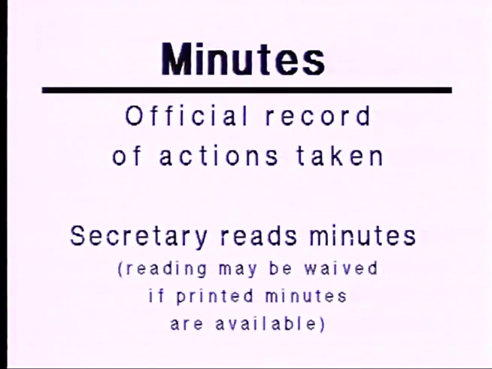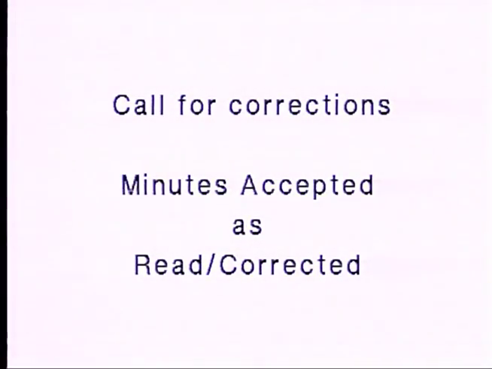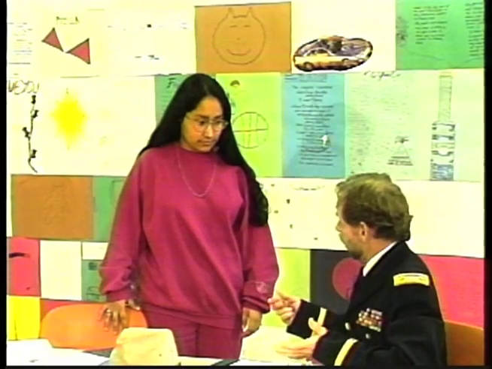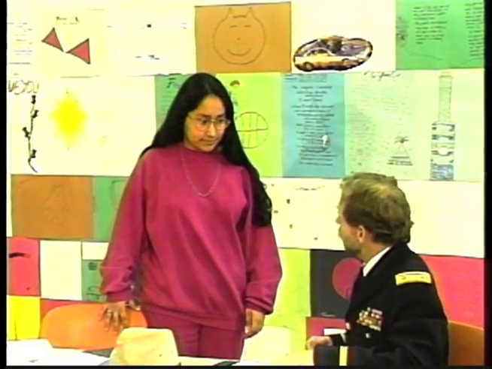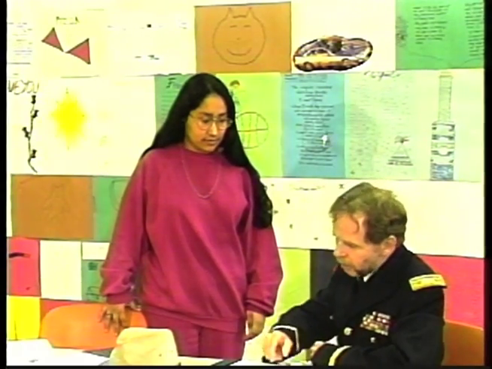Now that you are going to be doing something at your meetings, you'll want to make sure that your secretary does keep careful minutes. They're the official record of what the group has done. After the minutes have been read, the president asks if there are any corrections. If there aren't any, the president declares the minutes approved as read. If there are any corrections, the secretary makes them, and the president orders the minutes approved as corrected.